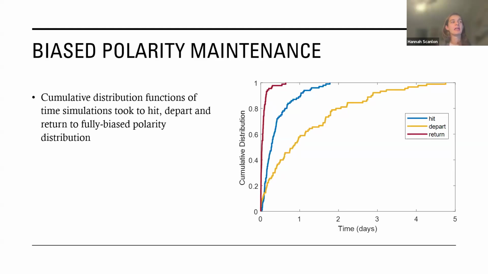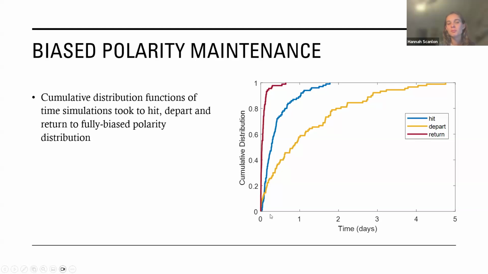To do that, we plot a cumulative distribution function of the time simulations took to hit, depart, and return to a fully biased polarity distribution. And we see all simulations reach a fully biased polarity distribution within 2 days. It takes as long as 5 days for simulations to ever depart that 100% minus end out or 0% minus end out polarity. So it's relatively stable on that time scale.